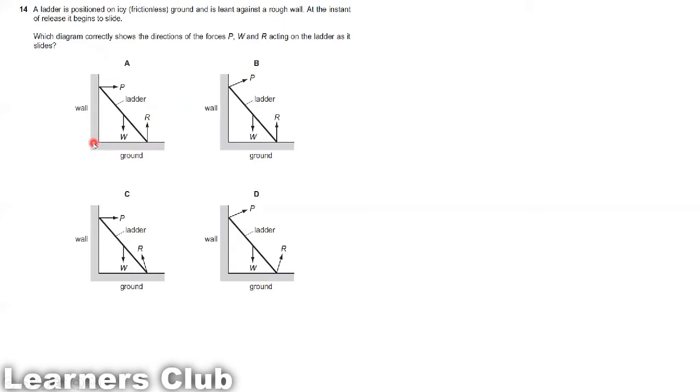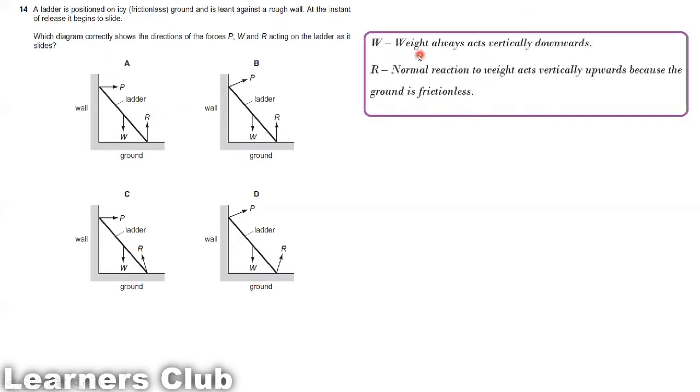It has friction. So W is going to be weight, which will always act vertically downwards. As you can see in the diagram, all options have the same diagram where the weight acts vertically downwards. R is the normal reaction, which acts vertically upward because the ground is frictionless. Since the ground is frictionless, we do not consider the resultant of the force exerted by the ground. We only have to consider R to be vertically upwards.